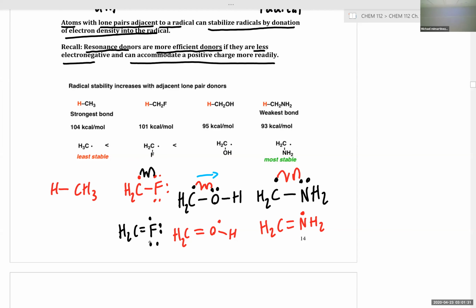Does that make sense to everyone for radical stability? Is everyone comfortable with that idea? That it's resonance donation. Radical stability increases when you have adjacent lone pair donors. Okay.